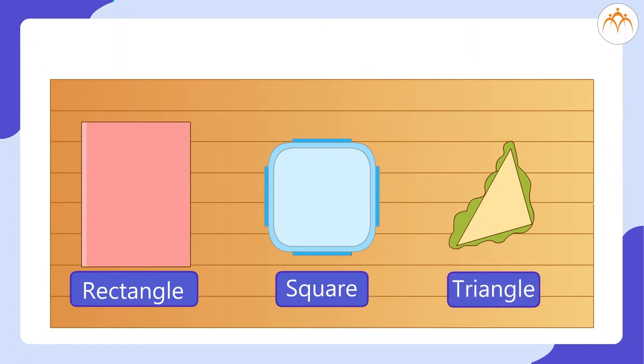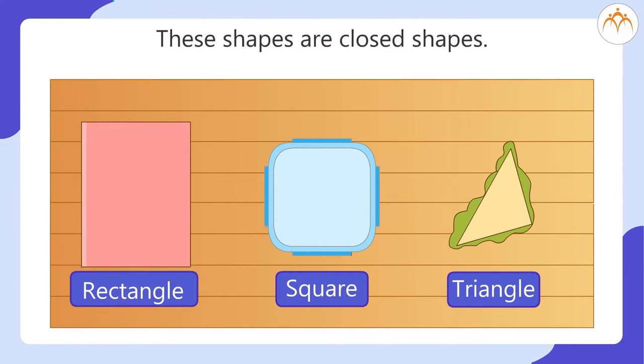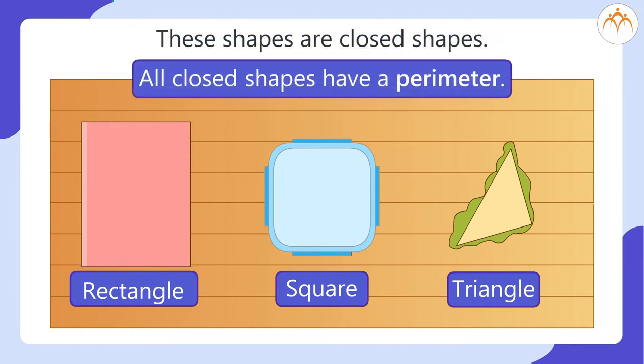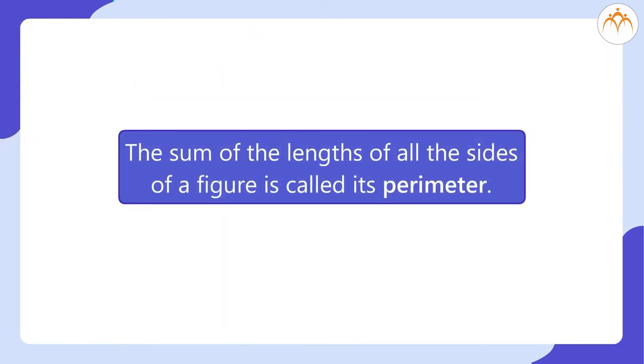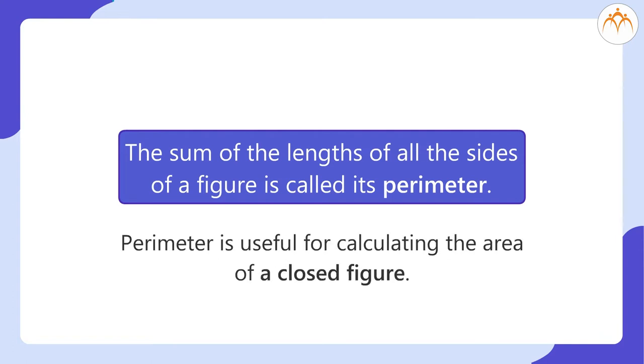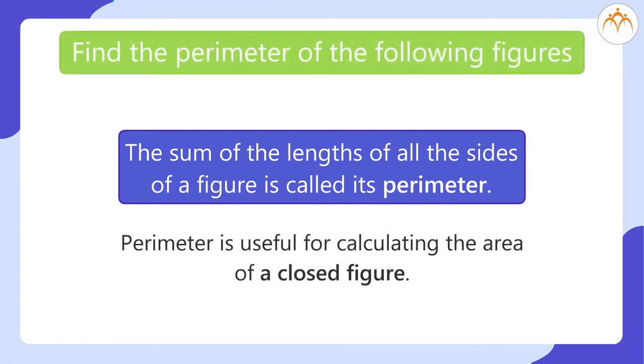You know that these shapes have a length. These shapes are closed shapes. All closed shapes have a perimeter. The sum of the lengths of all the sides of a figure is called its perimeter. Perimeter is useful for calculating the area of a closed figure. Let us now find the perimeter of the following figures.